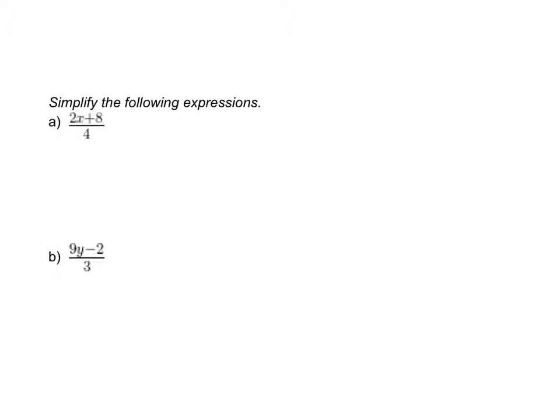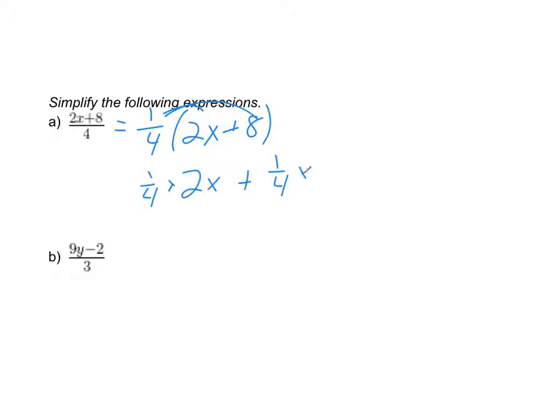So if I have (2x + 8) divided by 4, I can write that as 1/4 times (2x + 8). I can pull that denominator out to the side and put a 1 on top. Now I can distribute. I've got 1/4 times 2x plus 1/4 times 8. 1/4 times 2x gives me 1/2 x. 1/4 times 8 gives me 2.